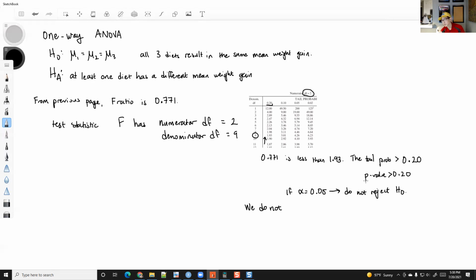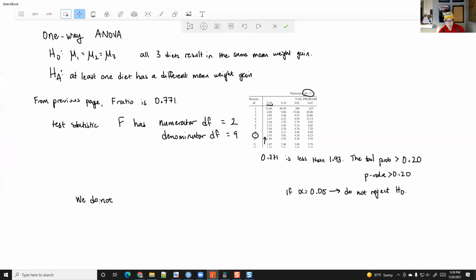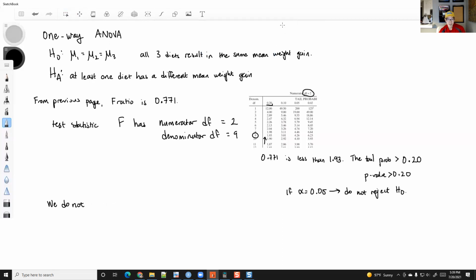A lot of students were tripped up by all the conclusions, and I think it's because we have all of these double negatives, and the wording admittedly is, I get it, it sucks. So we do not reject the null hypothesis, right? So our conclusion: do not reject the null.